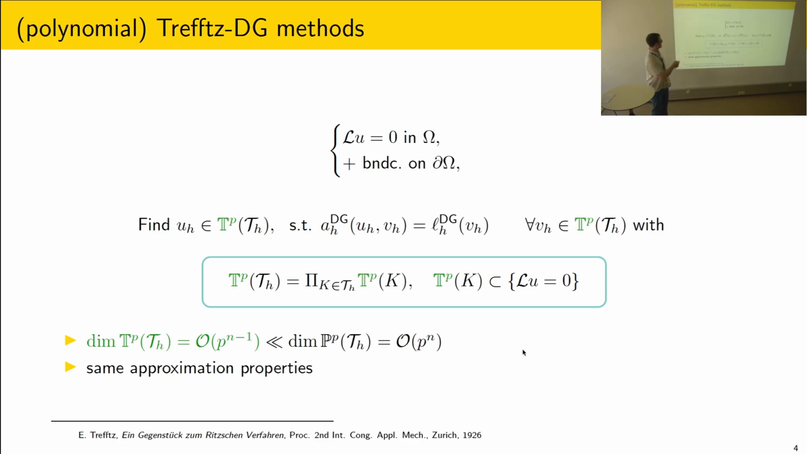And the Trefftz part comes from the idea of replacing these standard polynomial functions inside each element with a Trefftz space. The Trefftz space should be a subspace of the kernel of your operator. This will guarantee that you usually have optimal approximation properties, and a good reduction of degrees of freedom compared to the full polynomial space. In general, in most cases we get a reduction of p to the power of n minus 1 compared to p to the power of n from the full polynomials. And we keep the approximation properties, so the same convergence rates that we see for the full polynomial space.